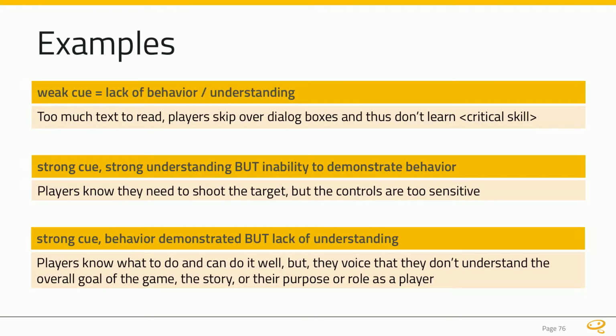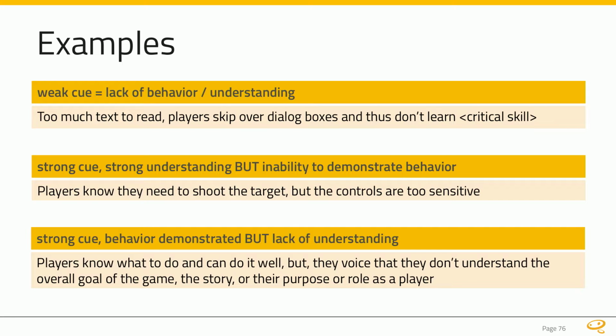Perhaps the players were on the right track, but maybe something got in the way of a behavior. And then you can say that because of that, players weren't really able to drive home their understanding. So here are some more specific examples: a few combinations of cues, behaviors, and understandings that didn't work out.